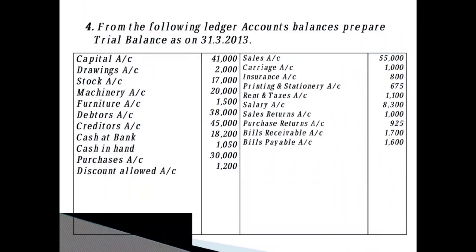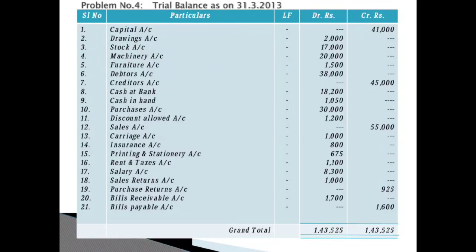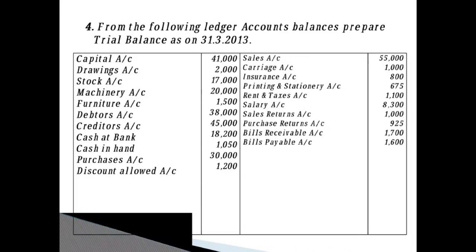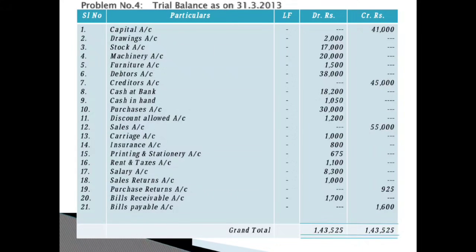Okay. The next you have the 17th one, salary account, 8,300. Salary account again is an expense which shows a debit balance, right? So the 17th one we have recorded. See here, salary account 8,300, which shows a debit balance because it is an expense. The next you have sales returns account, rupees 1,000. Whatever goods we have sold, we have got returned back, so it shows us a debit balance. Okay, so the 18th one we have recorded, sales returns account, debit column, rupees 1,000.